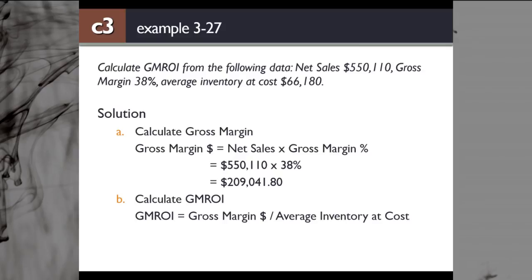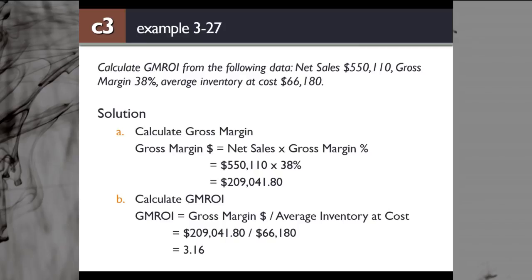This number is given up there: average inventory at cost is $66,180. And now you also know the gross margin dollar. So that will be $209,041.80 divided by $66,180. Then you can practice that, and you will get 3.16.